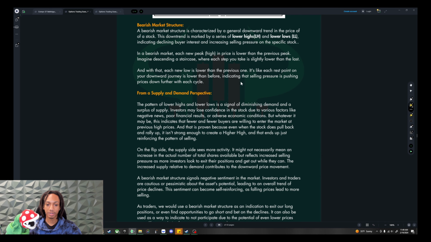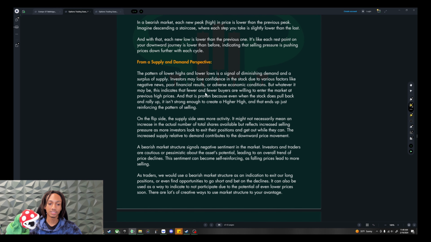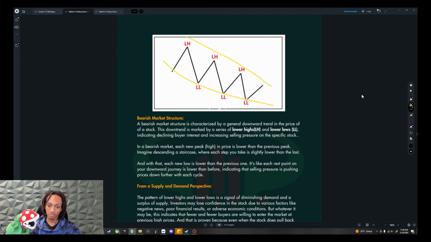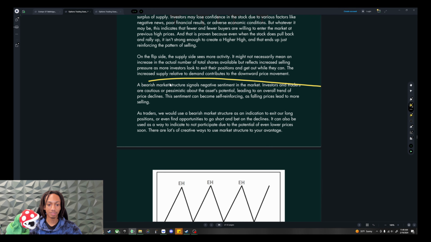And from a supply and demand perspective, the pattern of lower highs and lower lows signals diminishing demand and an increasing surplus of supply. Whether it means investors are losing confidence in the stock, or for whatever reason there's some kind of catalyst that's causing price to go lower and causing less demand, fewer people wanting to spend their money and buy stock, it doesn't really matter in terms of technical analysis. As long as you see this on the chart, that means there's a surplus of supply and we're in a downtrend.